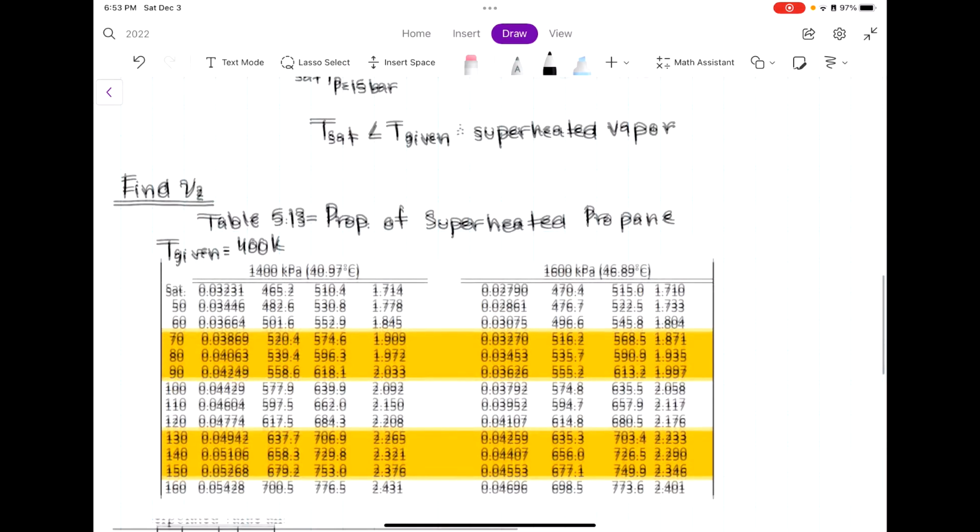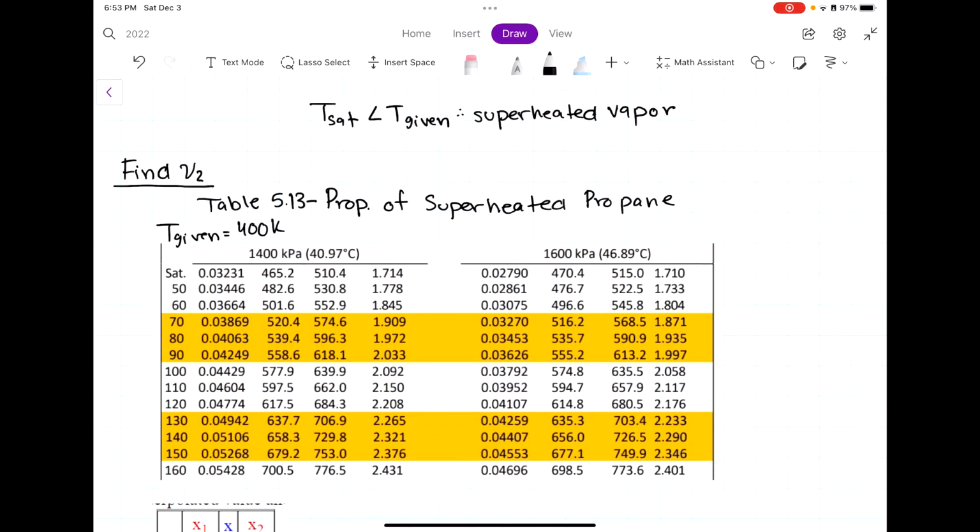And our tables in the textbook that I have, the table 5.13, the temperature is given in Celsius. All of those values are Celsius. So I'm going to go ahead and convert Kelvin into Celsius. So we're going to subtract 273.15, and we get 126.85 degrees Celsius. And then reminder, our P given was 15 bar.